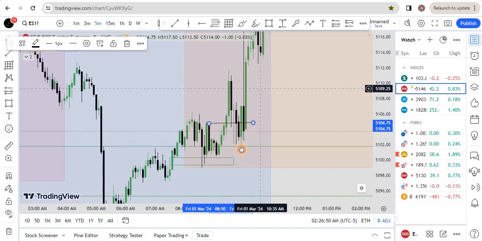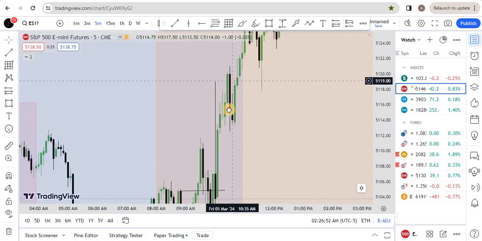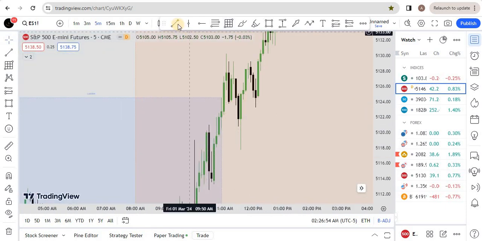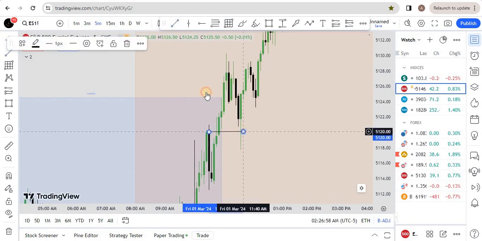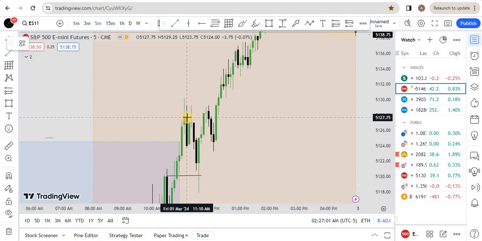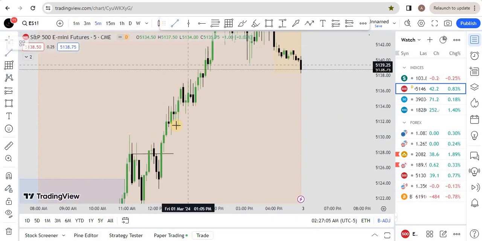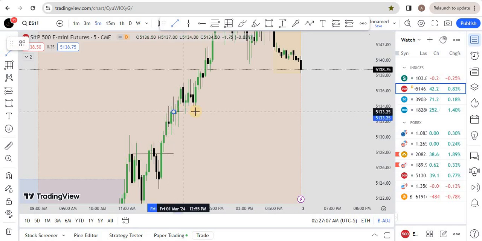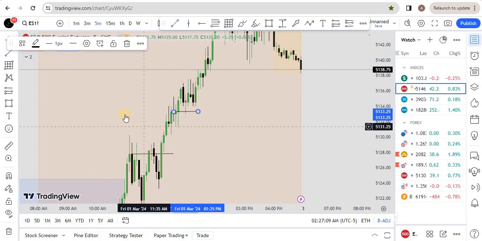Like this, price taps upside, price taps upside, price taps upside, like this. If you know the opposite side liquidity where it's going, then it taps upside like this. That's all. Now it's your work. Go and practice that one.